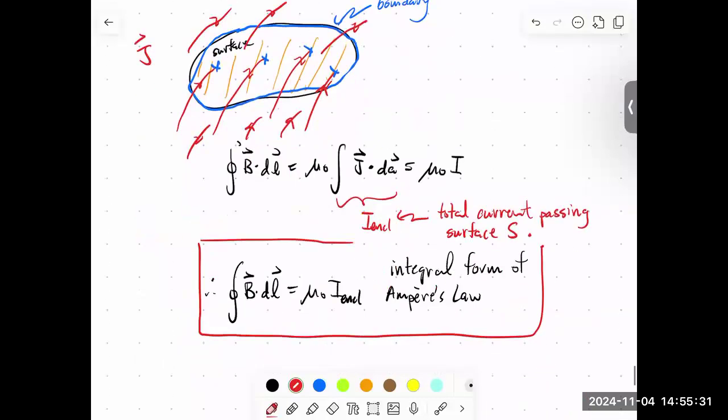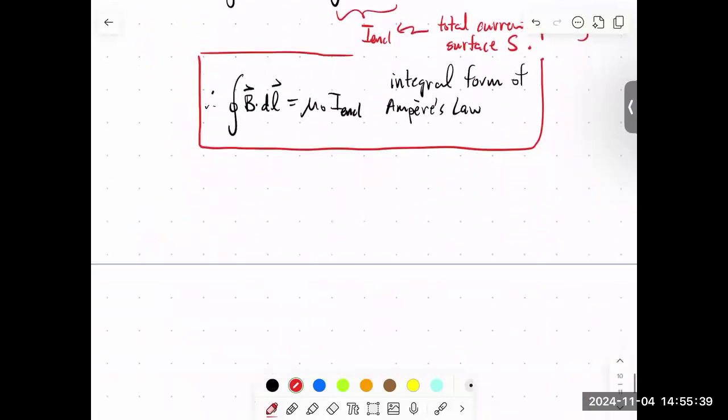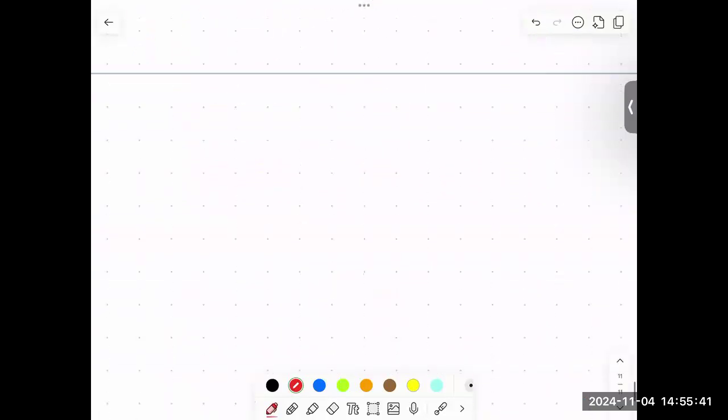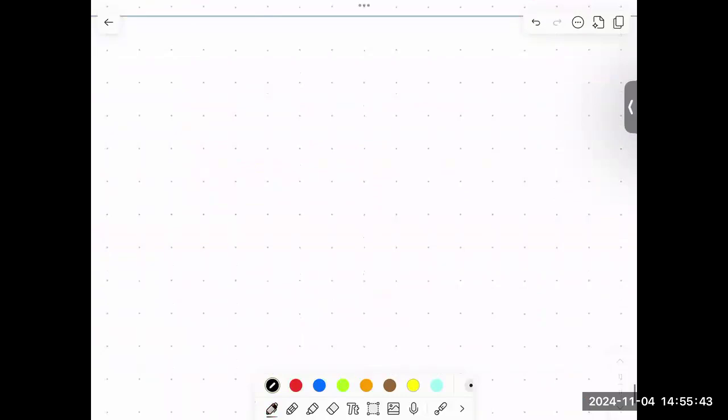All right, good. So we have like 20 minutes left, and what I want to do is some actual examples. So enough of the derivation for today. Let's do some examples. Example: let's find B due to a long solenoid.